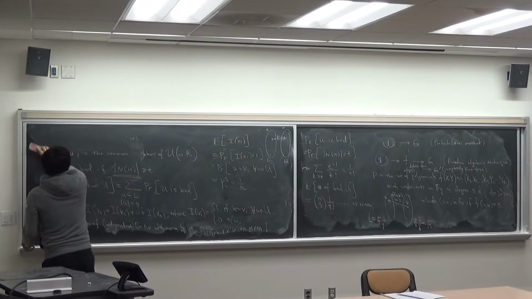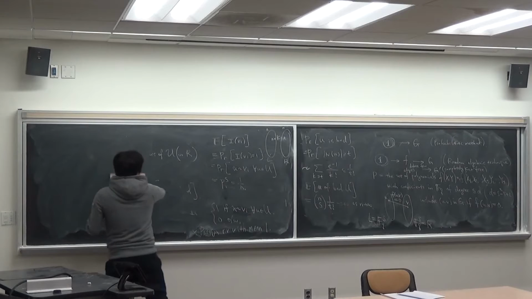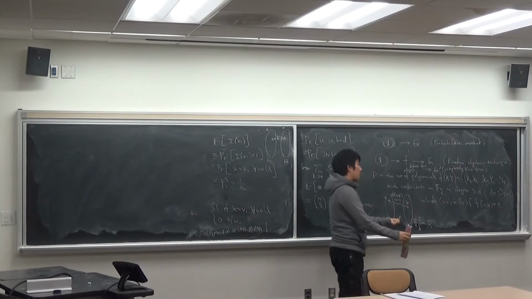And then I will argue that the expected number of edges in my G prime is greater than or equal to some constant times n to the power of 2 minus 1 over n squared.